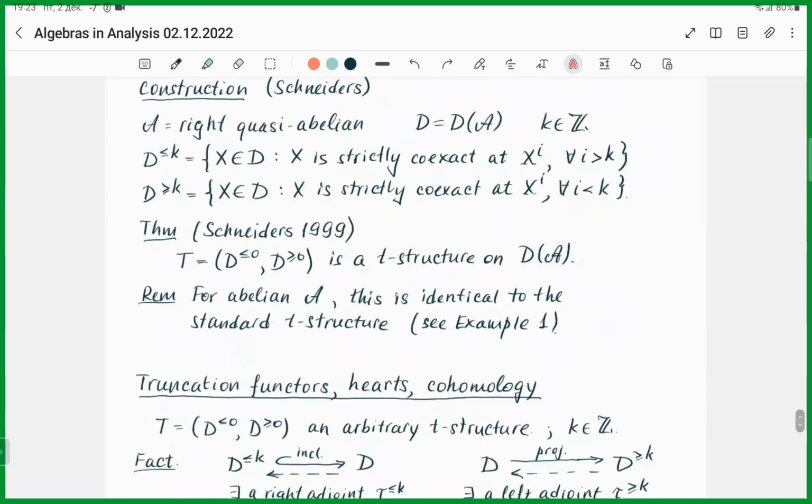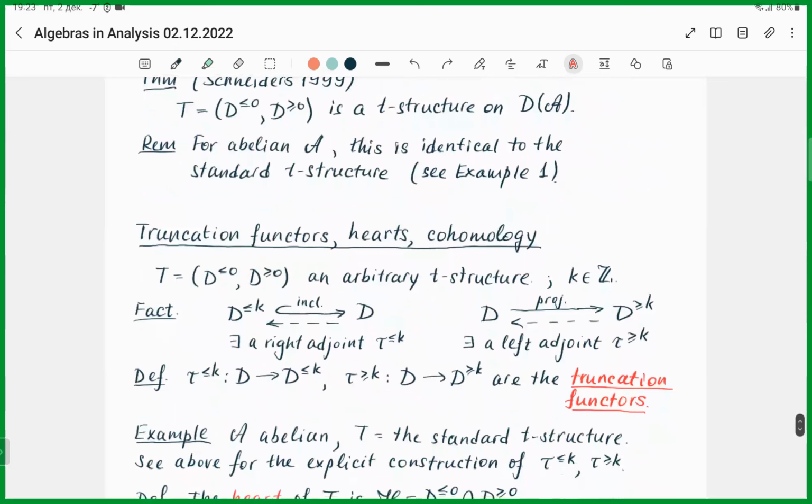Okay, some more definitions. What we want to do next is to define truncation functors in the context of an arbitrary T-structure. So we have already defined truncation functors for the standard structure, which comes from an abelian category. Now we want to define truncation functors in the general case. So we start with an arbitrary T-structure. Arbitrary means defined axiomatically. Here I don't assume that this T-structure comes from a right quasi-abelian category. I don't assume that this is the T-structure constructed by Schneiders.